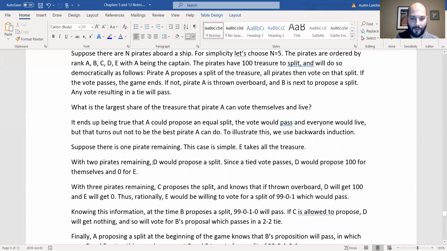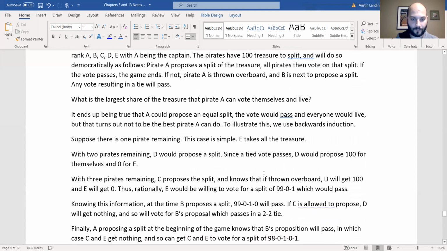With 2 pirates remaining, D would propose a split. What split would they propose? 100 for D and 0 for E. And because a tied vote will pass, D votes for this split, E would not, but it still passes.